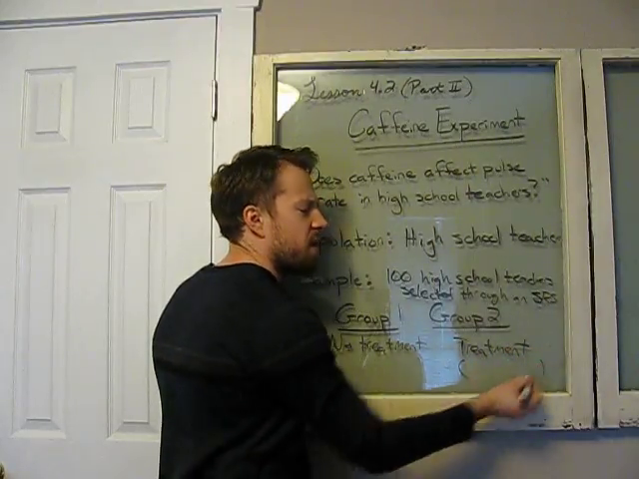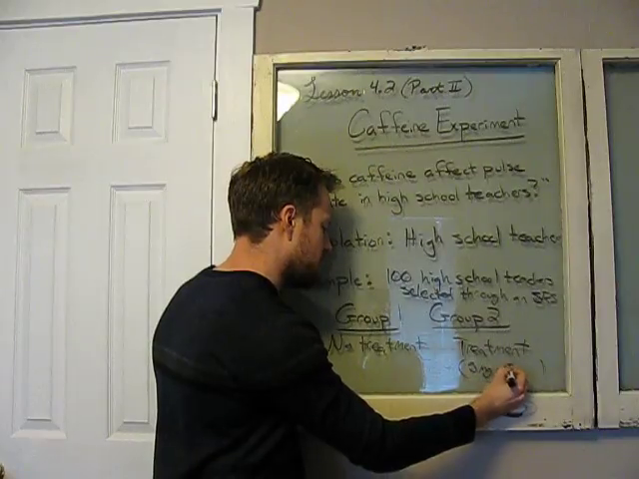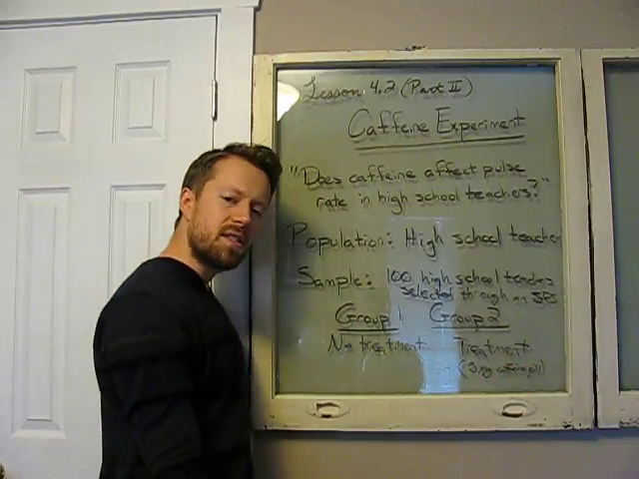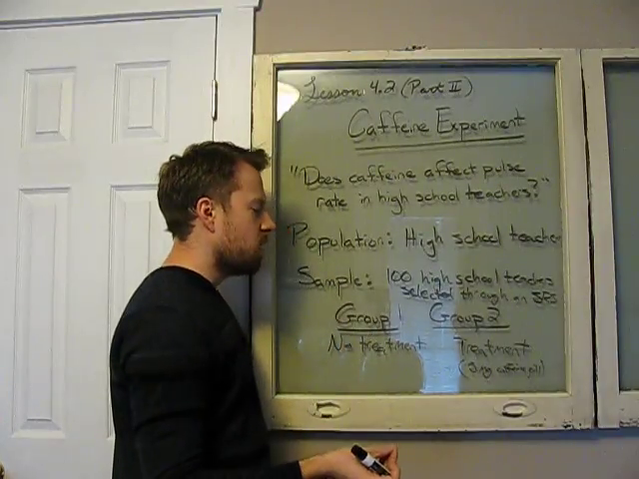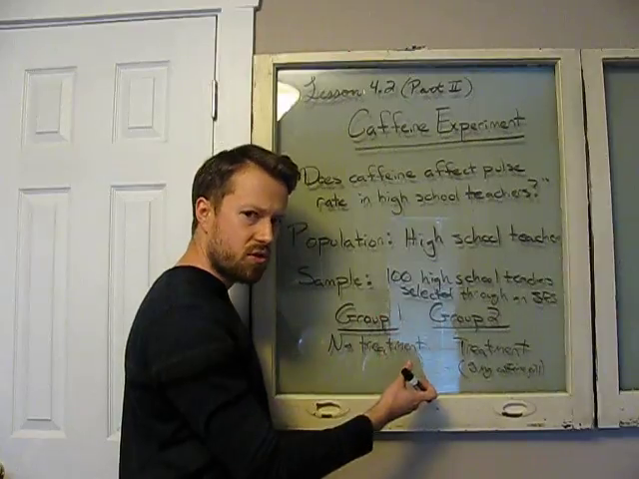In group 2, they would receive a treatment, and I need to describe what that treatment is. I'm going to say it's a 5 milligram caffeine pill. That way it's easy to administer to all these teachers very quickly, and it's consistent in size. This is measurable.